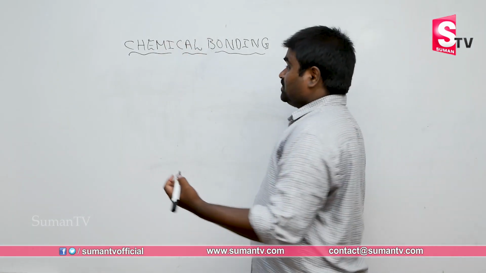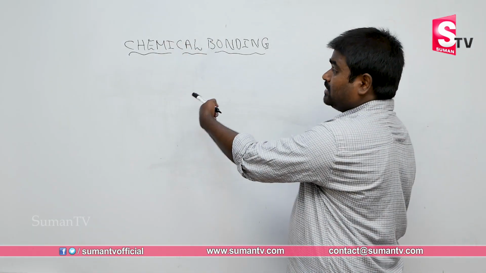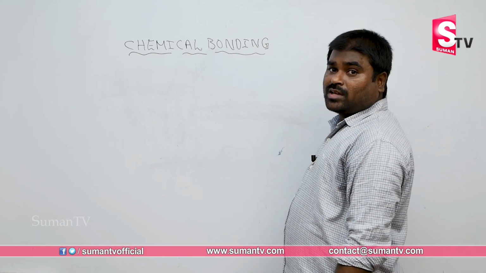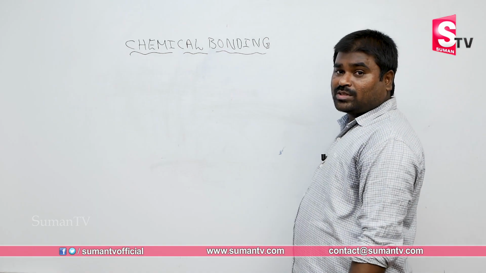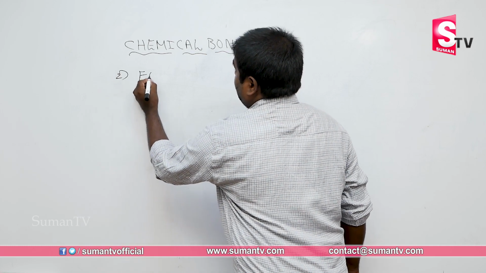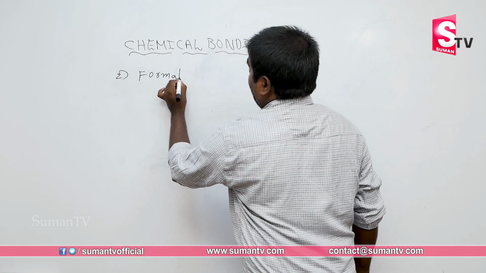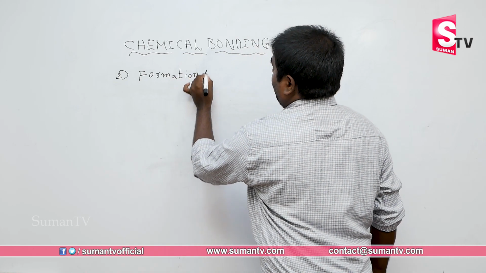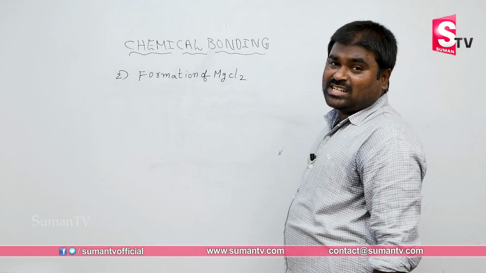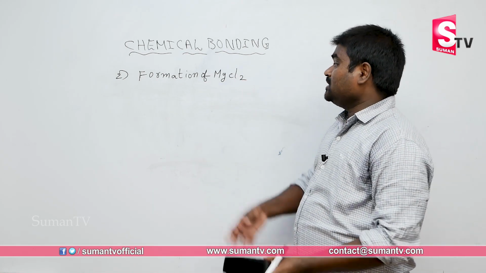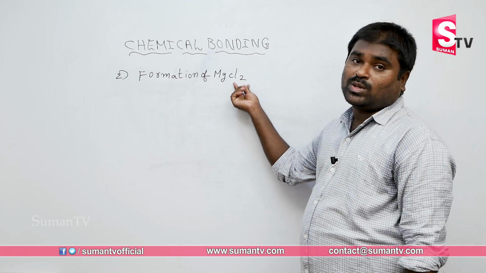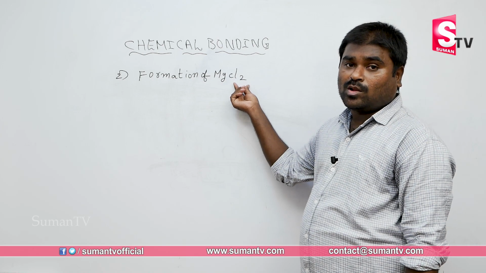Next example, children. First one, just now we have completed the formation of ionic bond in sodium chloride. Now the second example we are going to take: formation of magnesium chloride. Magnesium is an S block element, a metal, and chlorine is a P block element, a non-metal.